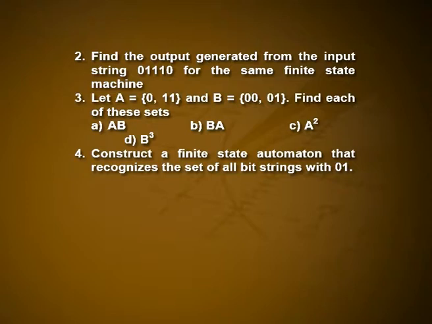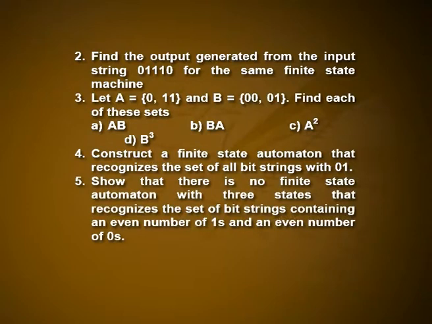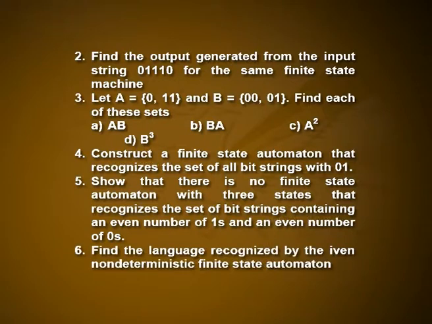Fourth one, construct a finite state automaton that recognizes the set of all bit strings with 0, 1. Next problem, show that there is no finite state automaton with 3 states that recognizes the set of bit strings containing an even number of 1s and an even number of 0s. Sixth one, find the language recognized by the given non-deterministic finite state automaton.